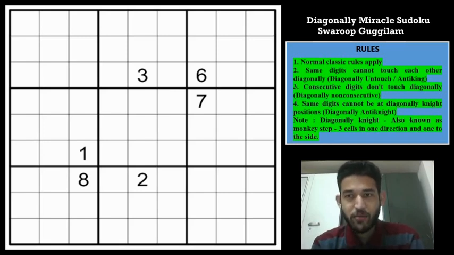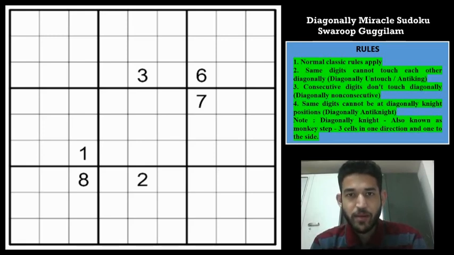Now the special thing about this Sudoku is that apart from the fact there are only 6 givens to enforce a unique solution, this Sudoku also uses a different kind of movement called diagonally knight. In other words, you can call it a monkey step. I've never seen this kind of side variant in a competition or anywhere else before. So we will move on to the rules of the Sudoku now.